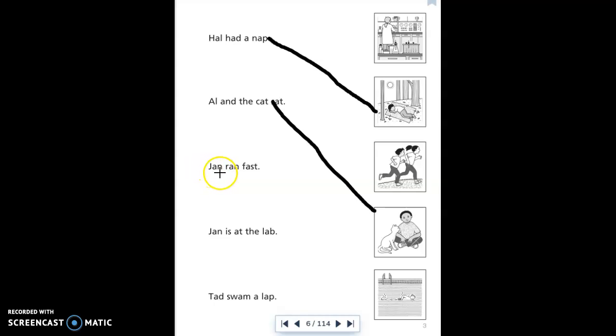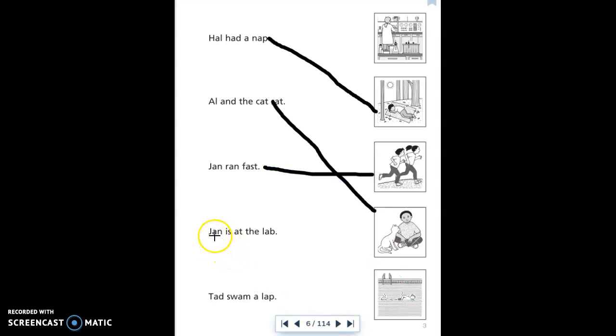Jan, ran, fast. Jan ran fast. Well, I'm guessing this is Jan running fast right here.